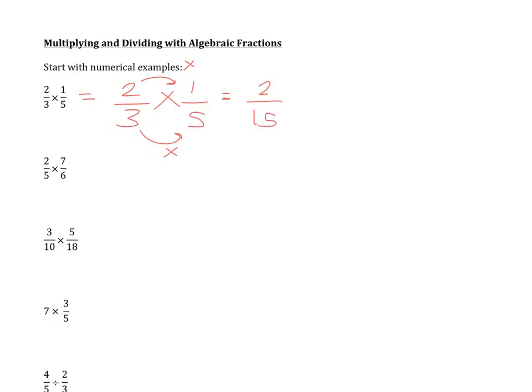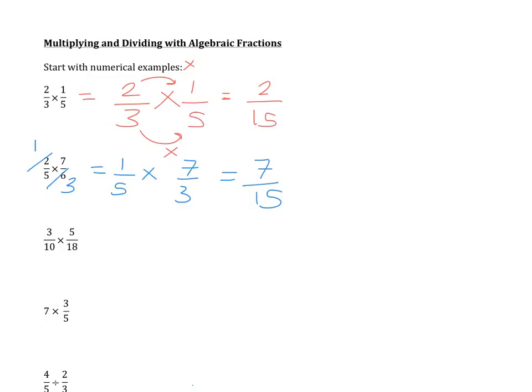Next example, 2/5 multiplied by 7 over 6. Now, 2 and 6 both have a common factor of 2. They both divide by 2. So 2 divided by 2 is 1. 6 divided by 2 is 3. So this calculation becomes 1/5 multiplied by 7 over 3. This then becomes 7 over 15, which again does not simplify.